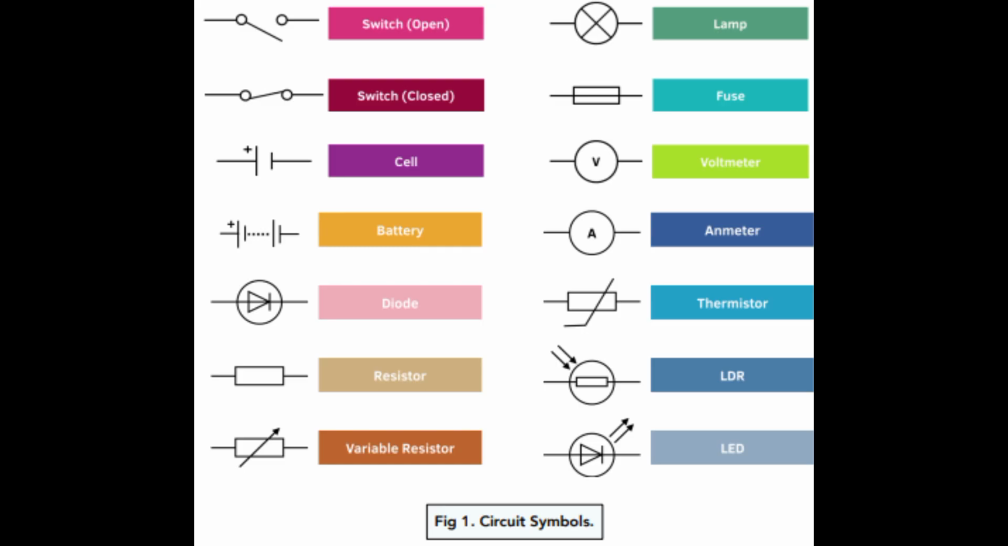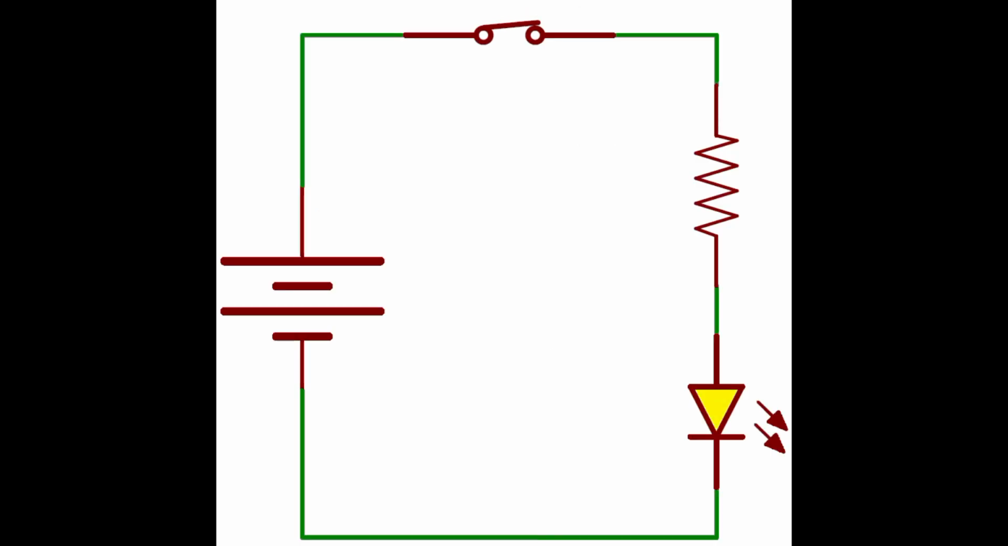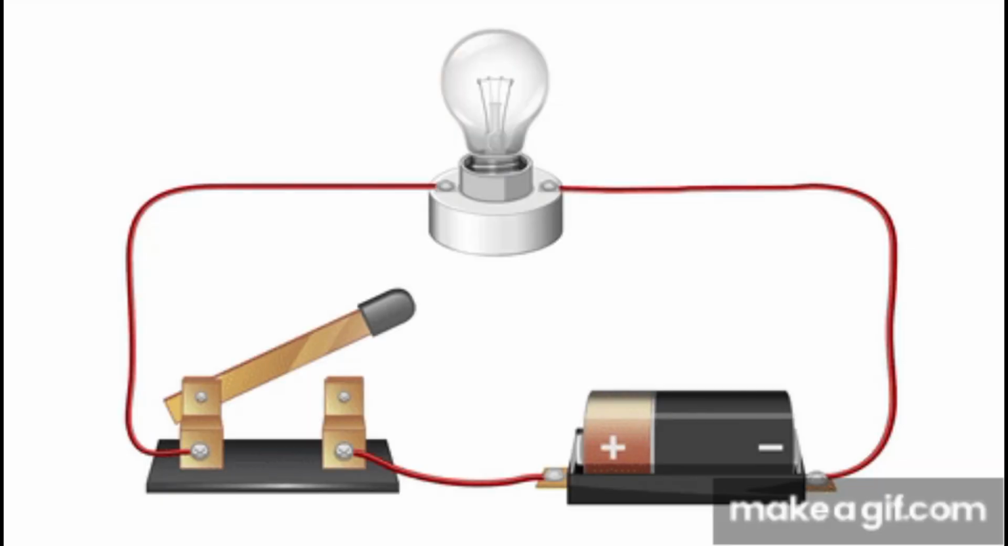Let's have a look at the figure which is showing you symbols of different components used in circuits. Open switch, closed switch, cell, battery, diode, resistor, variable resistor, lamp, fuse, ammeter. This is the basic diagram of a circuit having switch, resistor, diode, and a battery. You can see that a wire is connected through these.